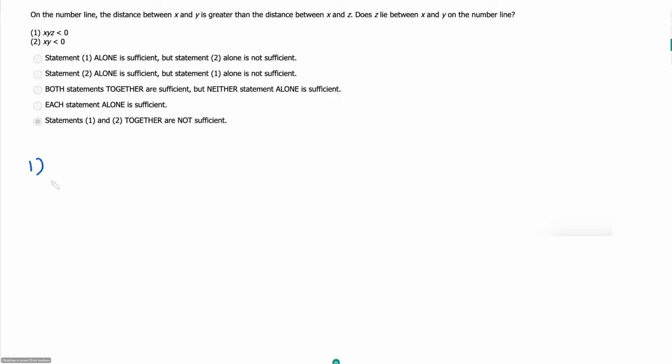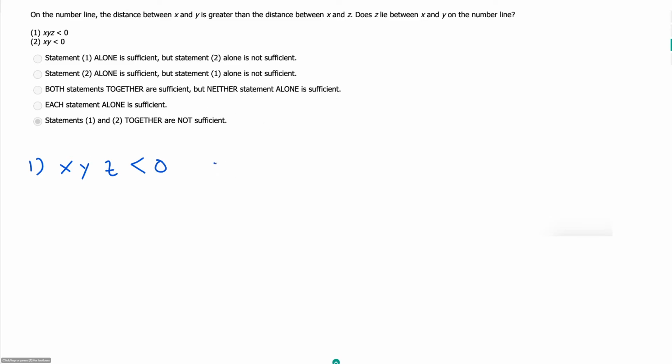And so not much information in our prompt. The only thing we are given is that the distance between x and y is greater than the distance between x and z. So let's start looking at our statements. Statement 1: x times y times z is less than 0. So what does that mean? It means two of our variables have to have the same sign, and then the other variable has to have the opposite sign.